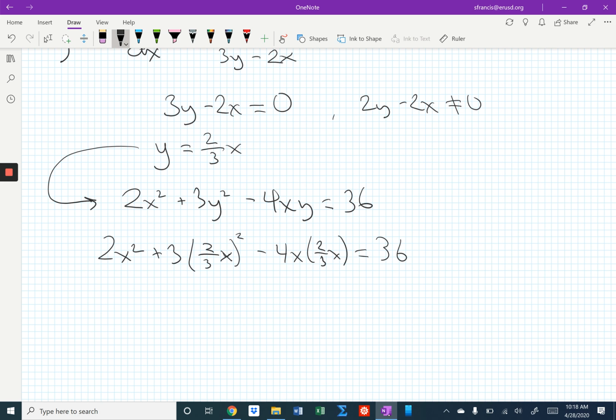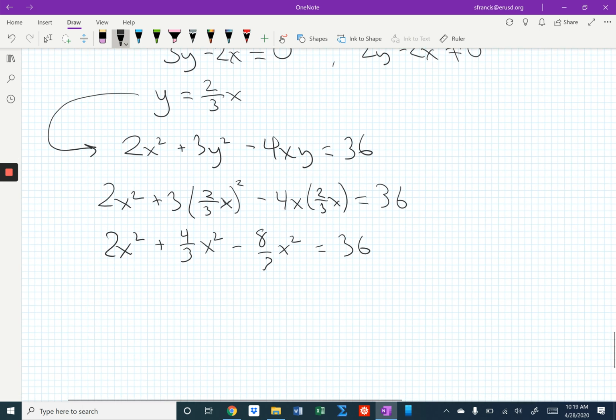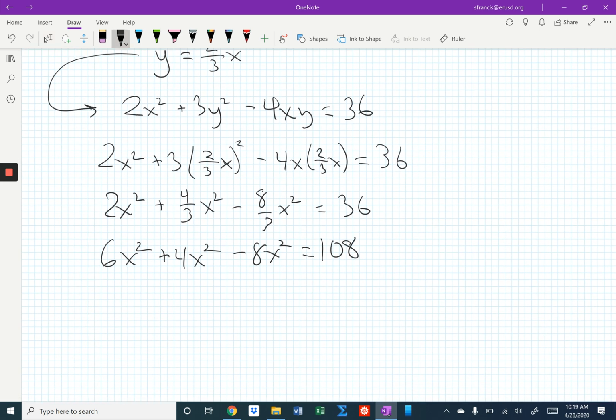And this is just going to be a bunch of algebra. Hopefully I won't go so fast and screw it up. All right, so it's going to be 4/9 times 3, which is 4/3 x squared, minus 8/3 x squared, is equal to 36. If I want to get rid of my fractions here, I can just multiply by 3. So I get 6x squared plus 4x squared minus 8x squared is equal to 108. And then that's 10 minus 8, which is 2x squared equal to 108. So x squared is going to be 54.